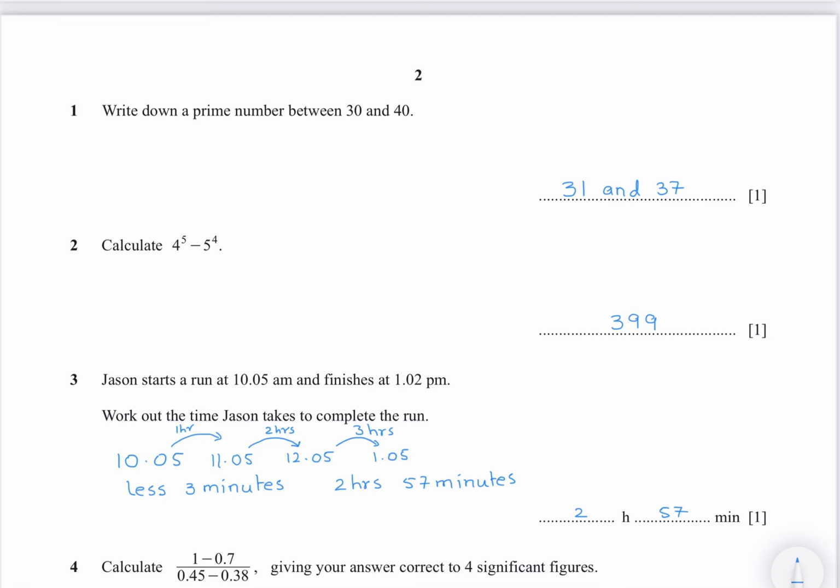Question number 2, 4 power 5 minus 5 power 4. So you can use your calculator and simply find out the result and get 1 mark.